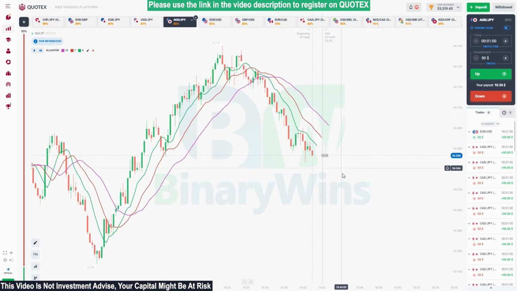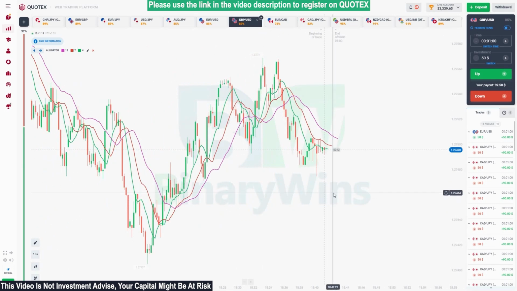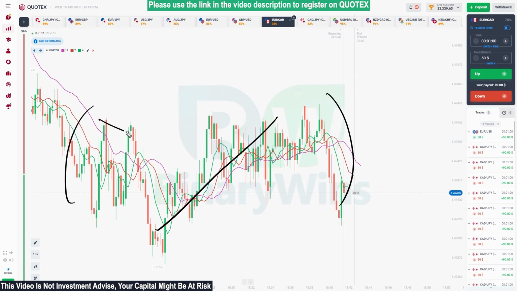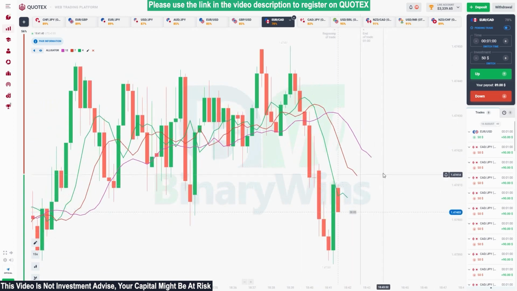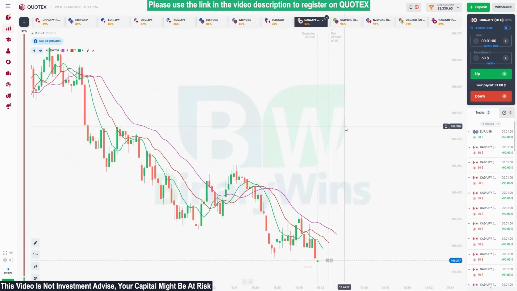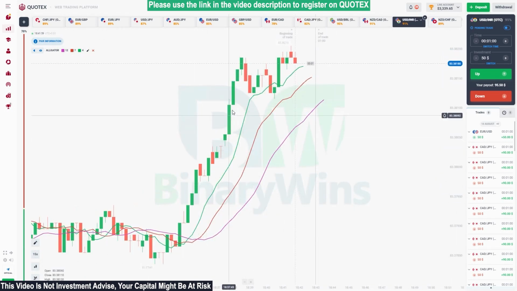Downward trend. This is where we could enter the trade. Now, look at this chart. We are not trading here. Be careful. You must have enough practice with the strategy in the demo account. As you can see, this is a good place to enter the trade. The trend is uptrend.